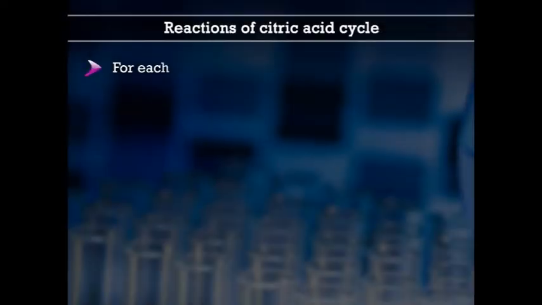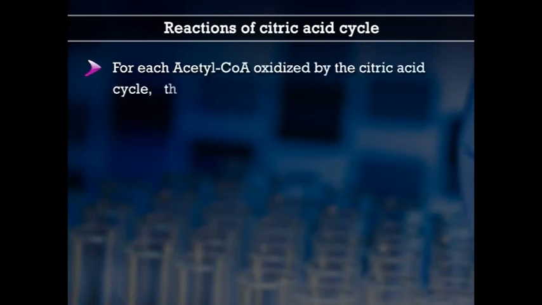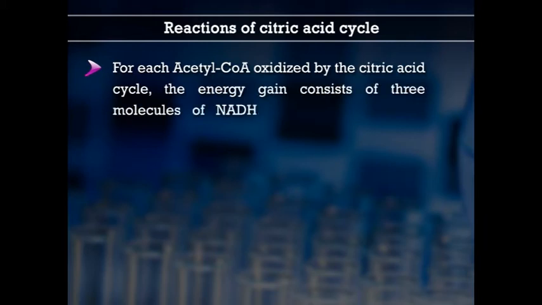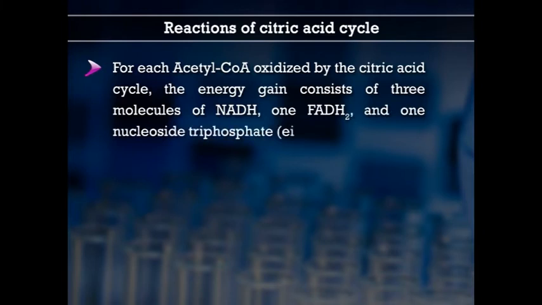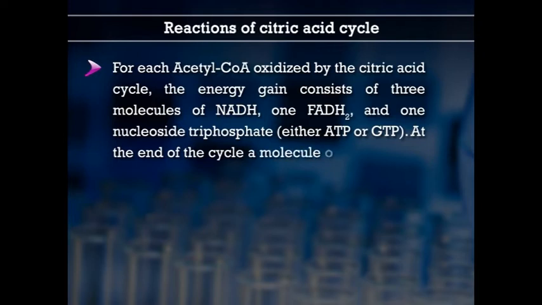plus 1 molecule of FADH2 and 1 ATP. For each acetyl-CoA oxidized by the citric acid cycle, the energy gain consists of 3 molecules of NADH, 1 FADH2 and 1 nucleoside triphosphate, either ATP or GTP. At the end of the cycle, a molecule of oxaloacetate is regenerated.